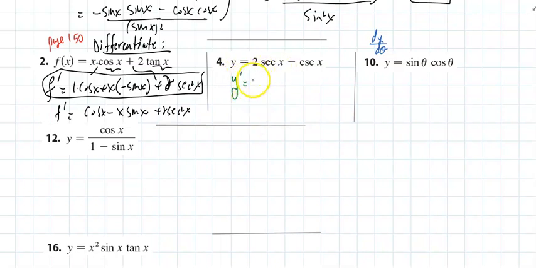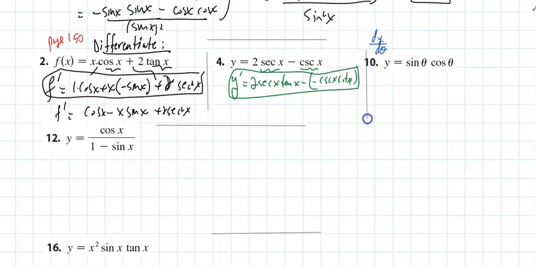If you take a derivative of this, that's twice derivative of secant, which is secant of x, tan of x, minus derivative of cosecant, which is negative cosecant of x, cotan of x. And there it is. So if you get those 6 down, you're in very good shape.